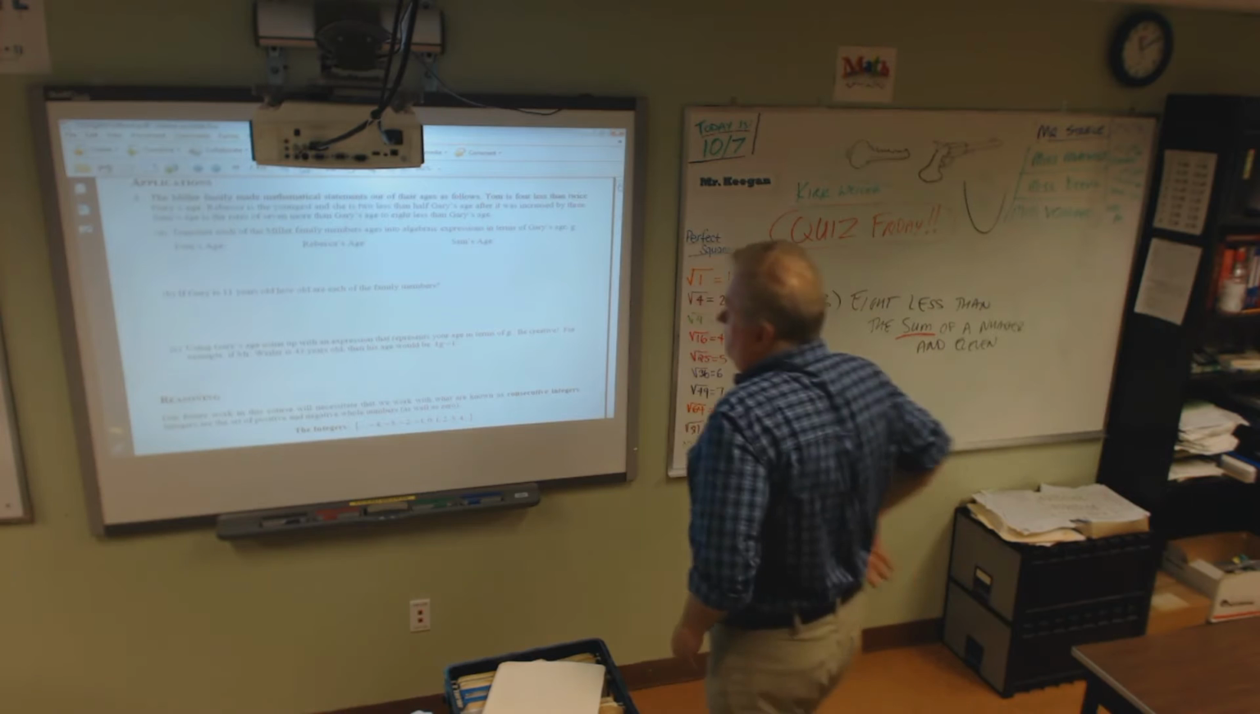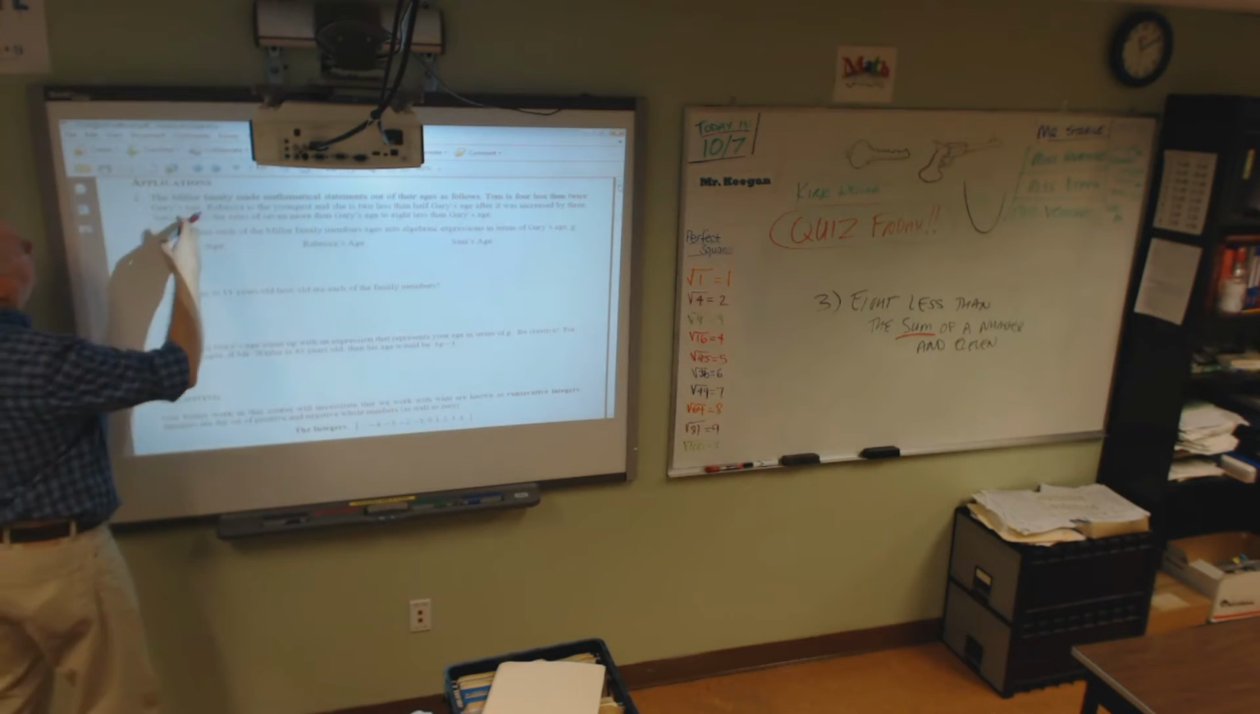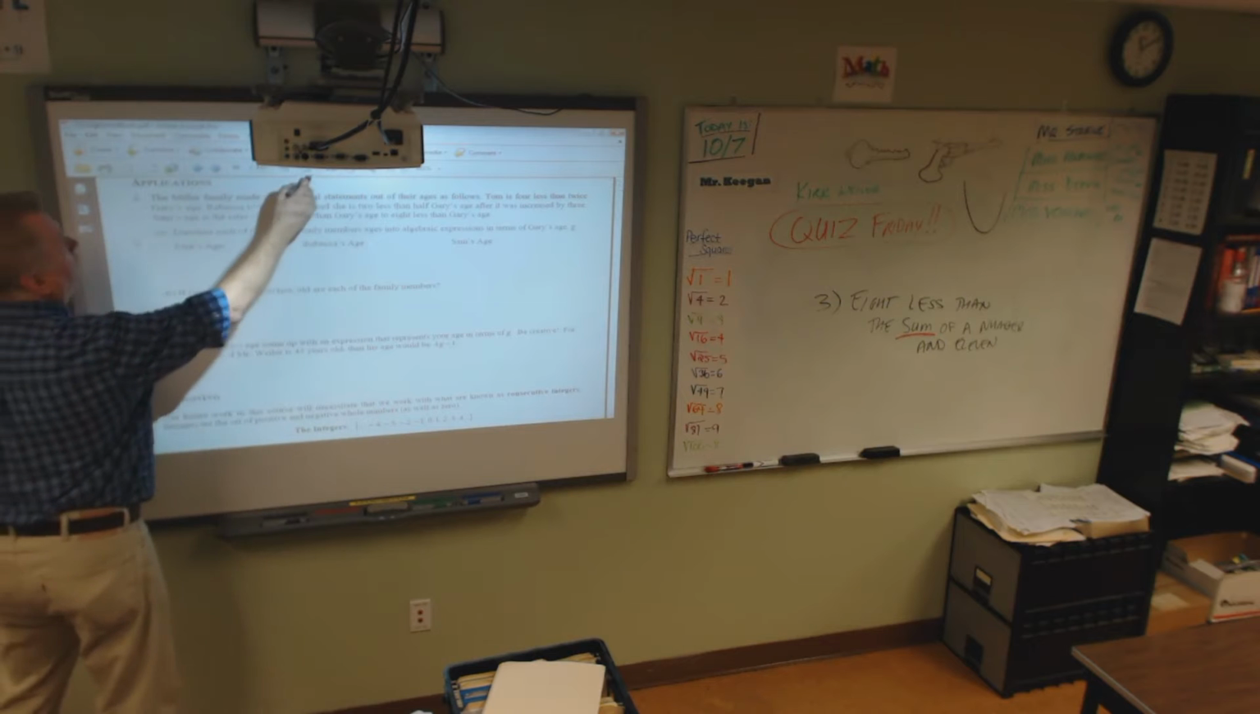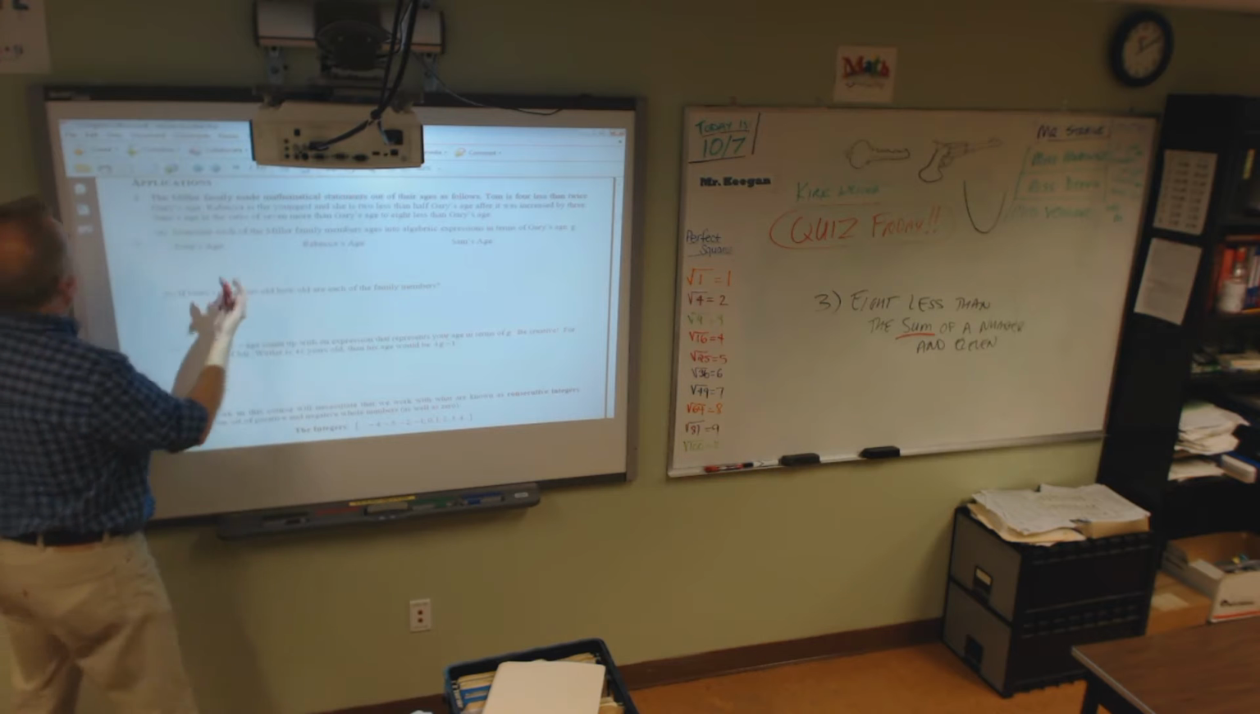All right, so this is sort of like a problem that's made up of a few different steps. And the key to that is always to break it down into the simplest pieces.